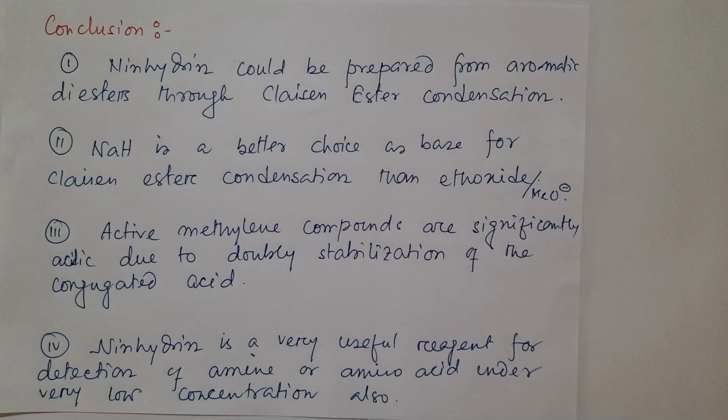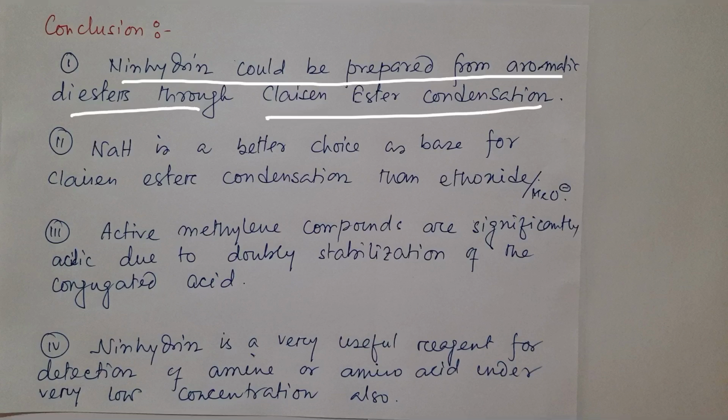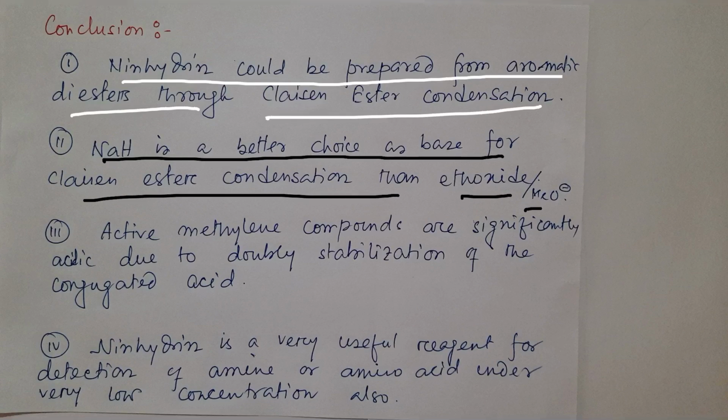So what have we learned today? In conclusion, we have learned that Ninhydrin could be prepared from an aromatic diester through Claisen ester condensation, because it's a very important molecule for the detection of amino acids. I have already made a dedicated lecture, you may visit. Fine. Sodium hydride is a better choice as a base for Claisen ester condensation than ethoxide or methoxide. Why? Because the reaction proceeds in the forward direction, because the hydrogen gas produced goes out of the reaction mixture, because it's a gas. Fine.